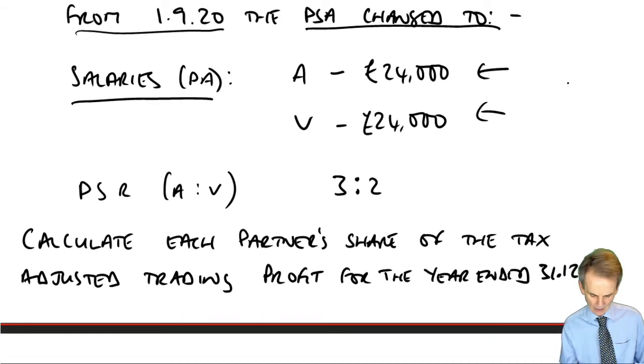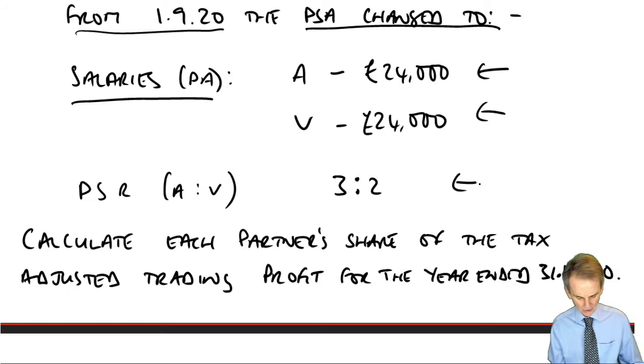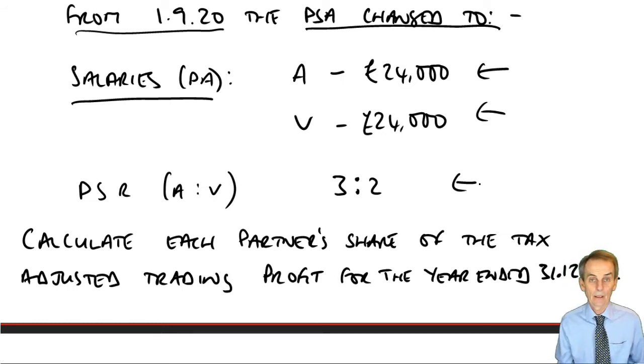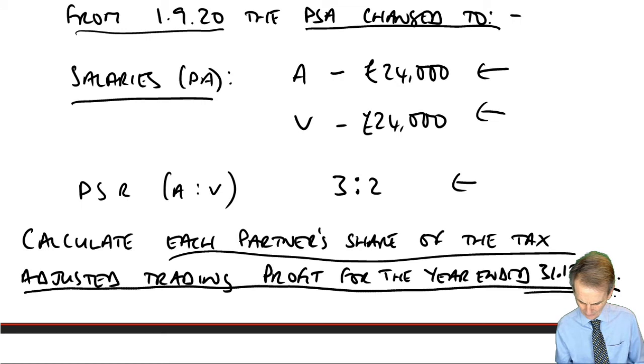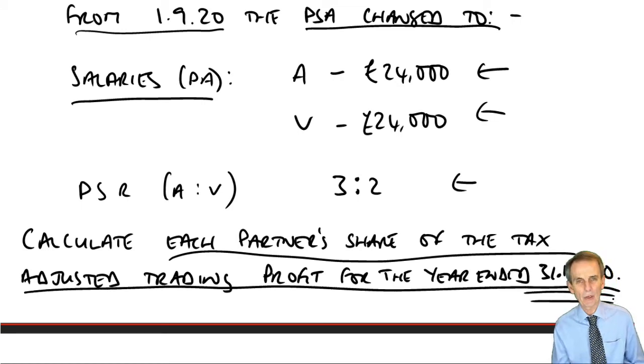But the profit sharing ratio, instead of being 1-to-1, is now split 3-to-2. And it is our task to calculate each partner's share of the tax-adjusted trading profit of the year ended 31st of December 20.